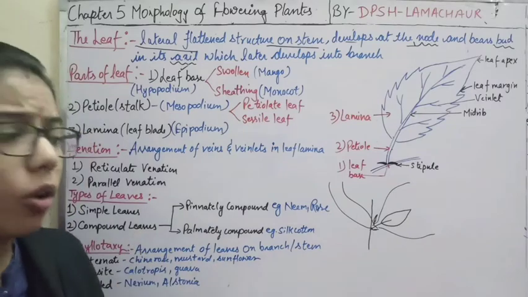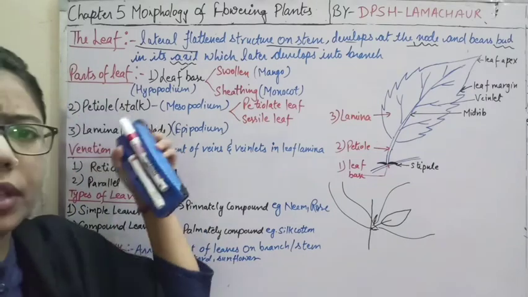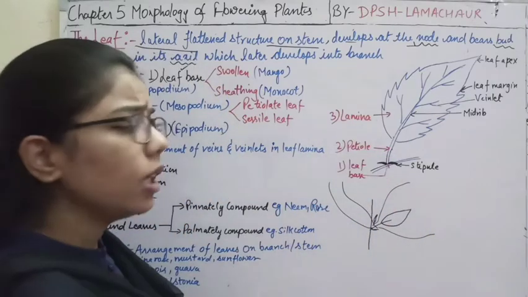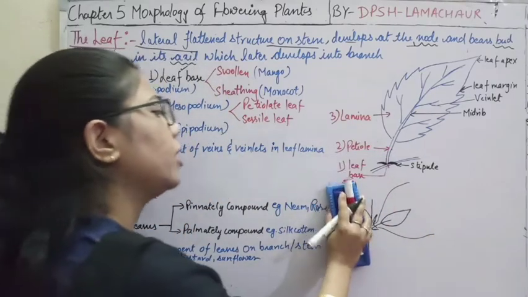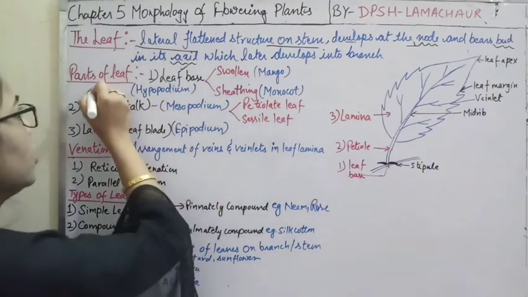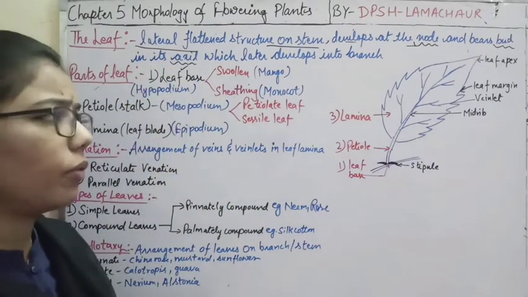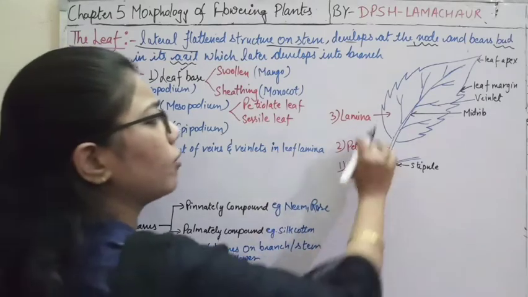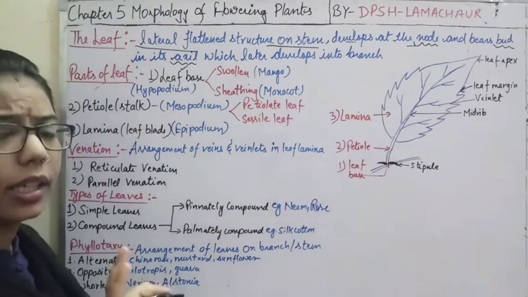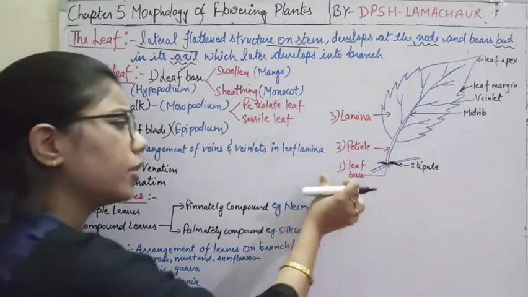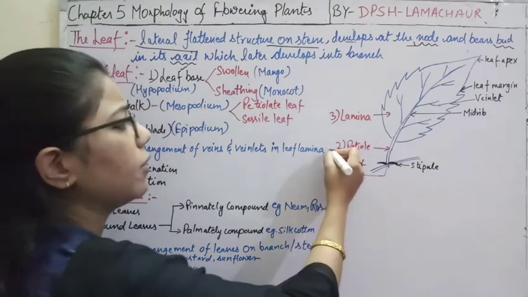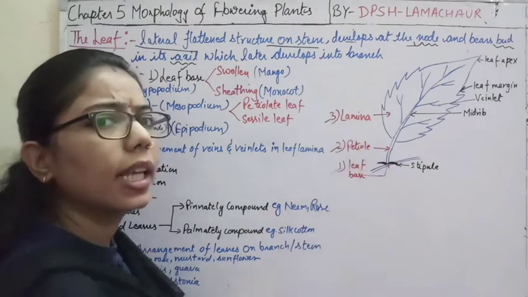Here we will talk about how many parts a leaf has. If we take one leaf from the plant, what will it look like? What are the different parts of this leaf? So the next heading is the parts of the leaf. Here I have drawn one leaf. Any leaf has three parts: the first is the leaf base, the second is the petiole, and the third is the lamina.